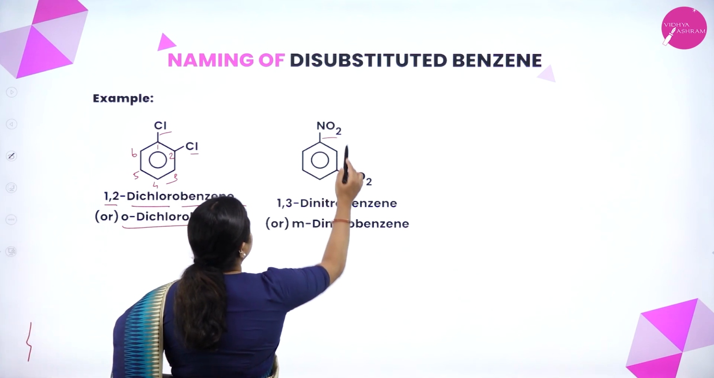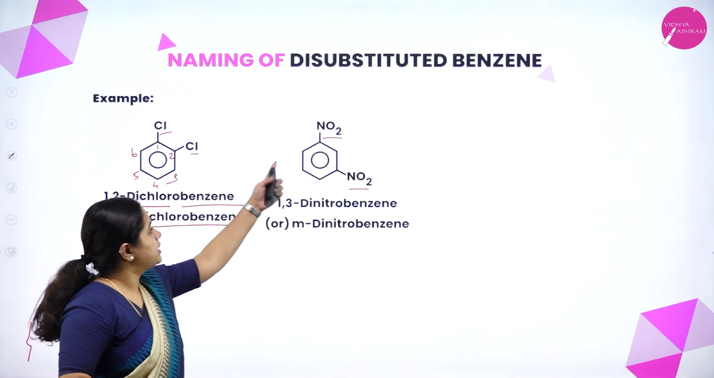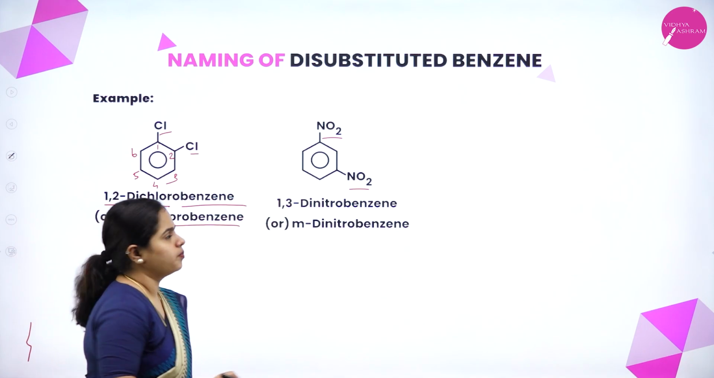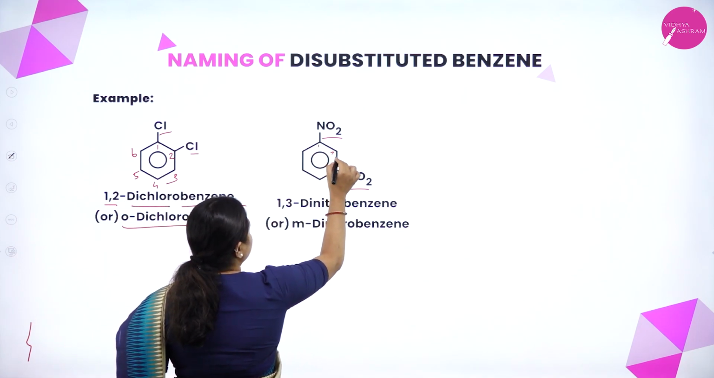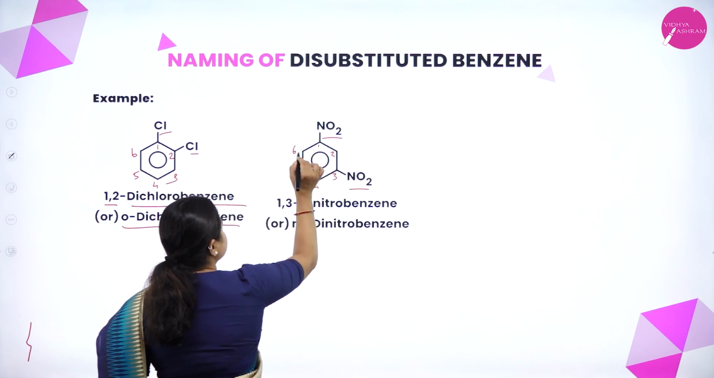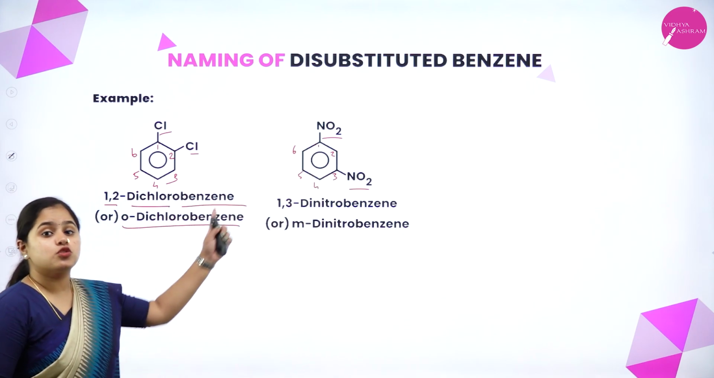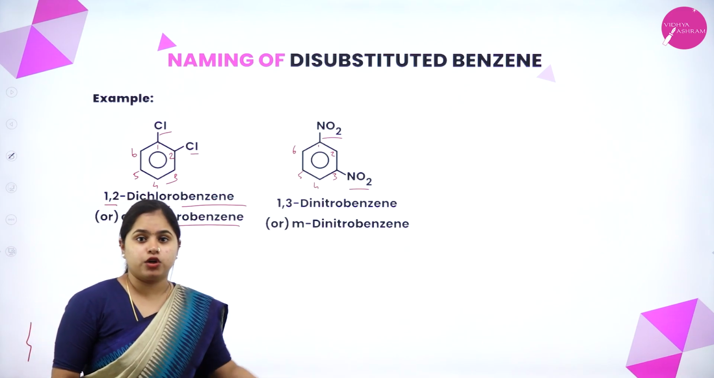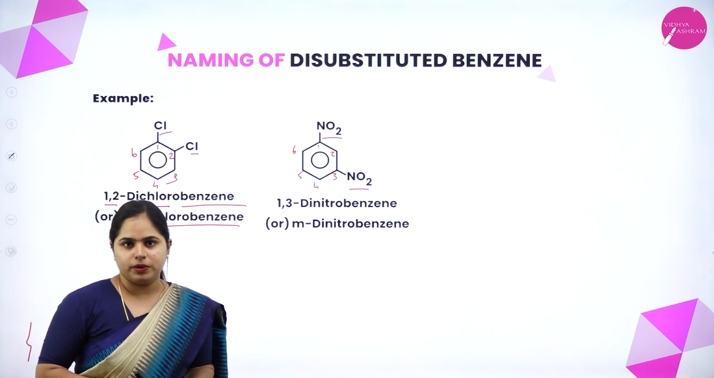Right. Next one, 2 nitro groups are present. Yes, they are present on the meta positions, right? But coming on to IUPAC, 1, 2, 3, 4, 5 and 6, on the first and third position. So 1, 3 dinitrobenzene. Yes, so I hope it is clear.